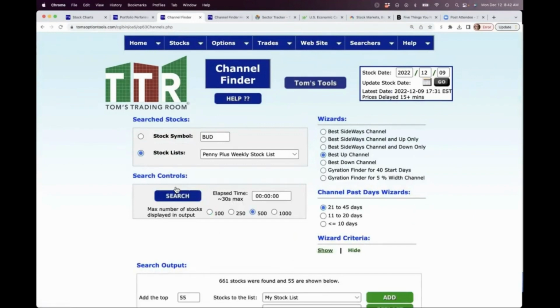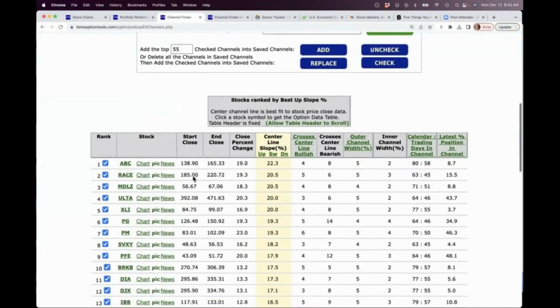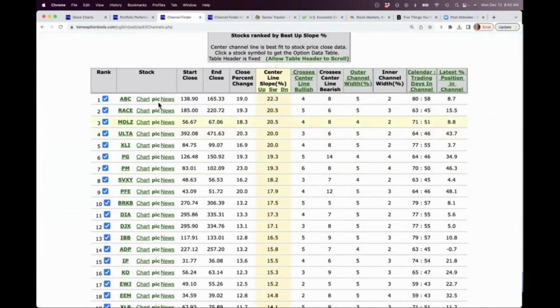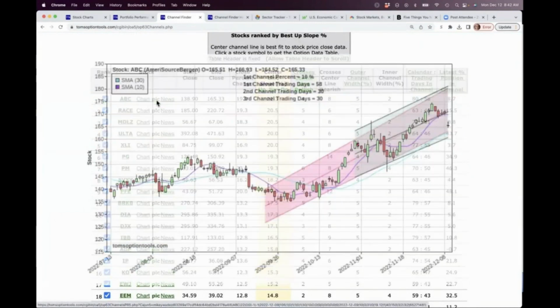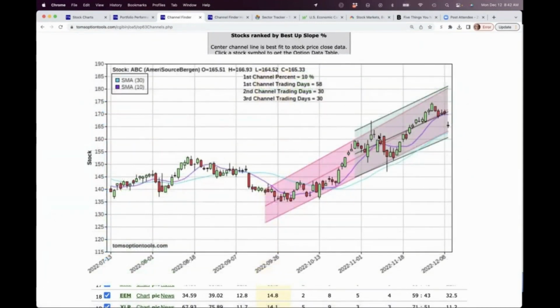And now all this math is applied, and check out some of these stocks. They're awesome. Look at ABC. What? Now, what the software is going to do is give you different channels. And what's cool about this one is Amerisource Bergen has been a longer term. The first trading channel is 58 days and the second 30. And both of these channels overlap, pointing to an extraordinarily tight bullish channel in this stock.